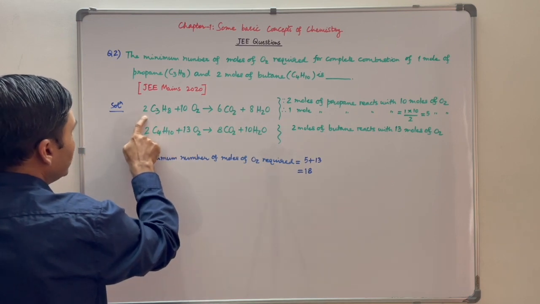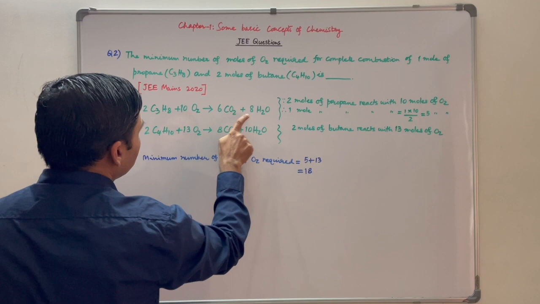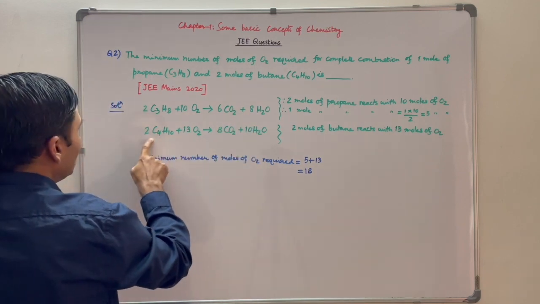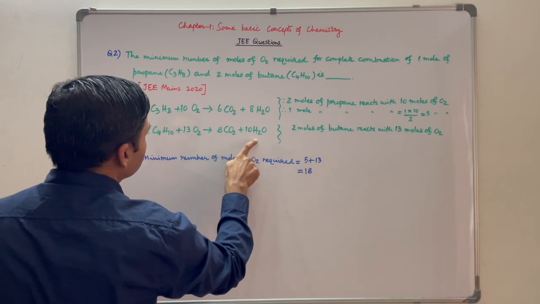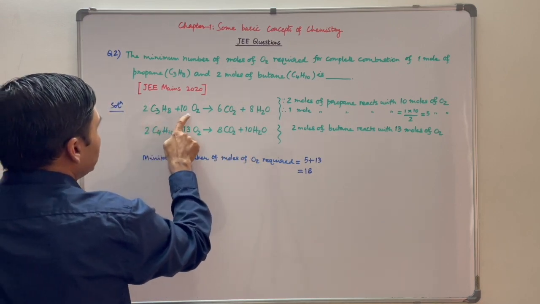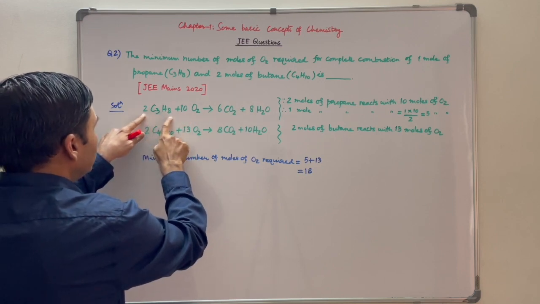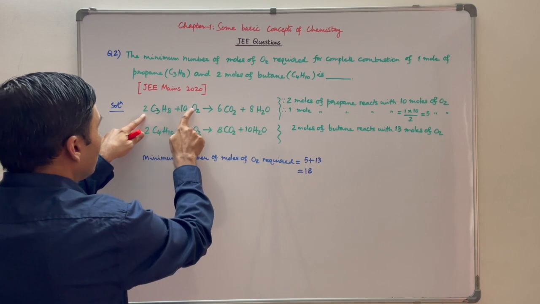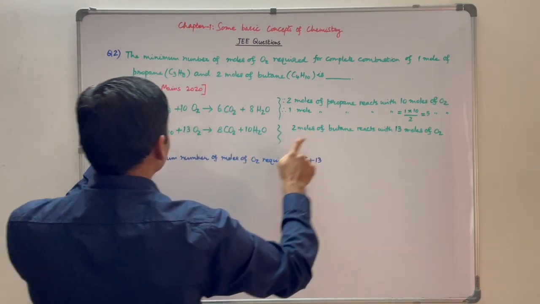That comes out to be 2C3H8 plus 10O2 makes 6CO2 plus 8H2O, and 2C4H10 plus 13O2 makes 8CO2 plus 10H2O. Now 2 moles of C3H8 react with 10 moles of O2. We have to find out 1 mole of C3H8 will react with how many moles of O2. So it will be 5 moles of O2.